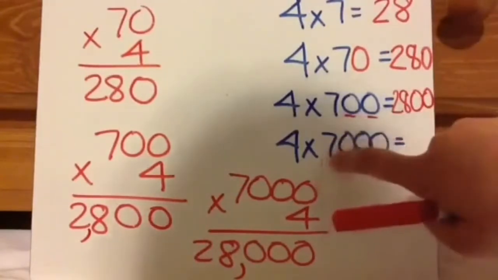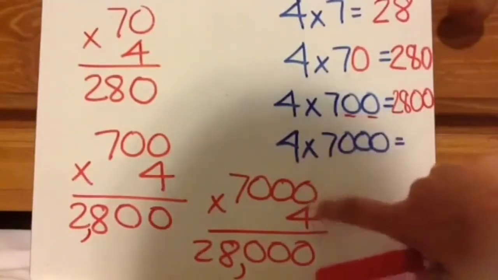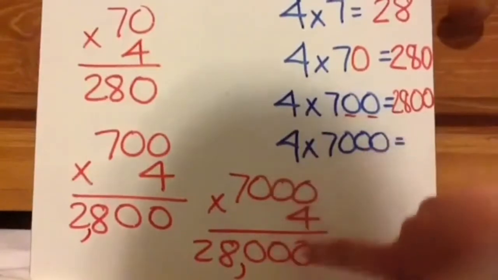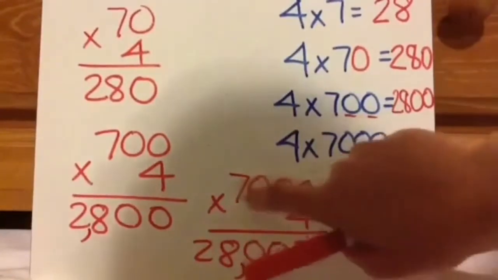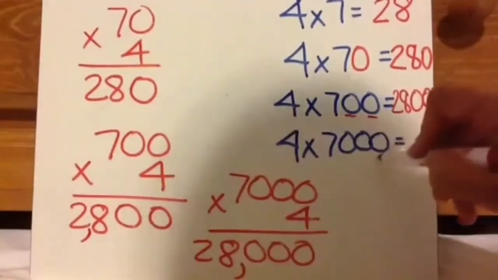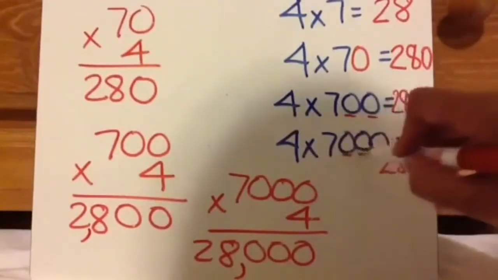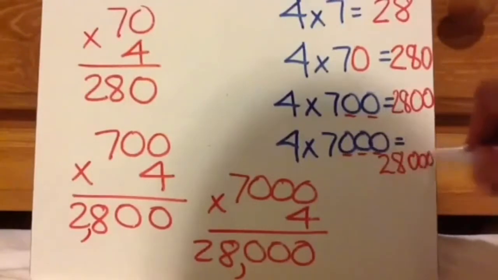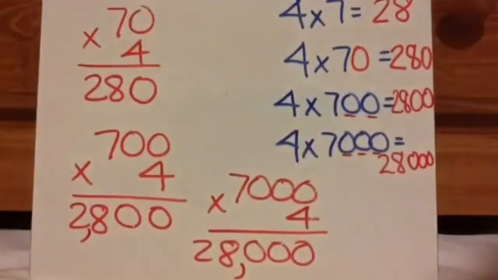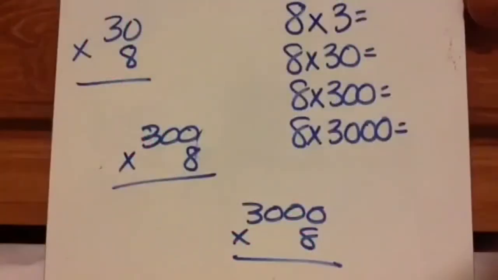So same thing here, 7,000 times 4, you would do 4 times 0, 4 times 0, 4 times 0, which is 0, 0, 0, and then 4 times 7 is 28. So why not just look at it sideways and say, well, there are 3 zeros in the question, so there's going to be 3 zeros in my answer. So let's look at another one.